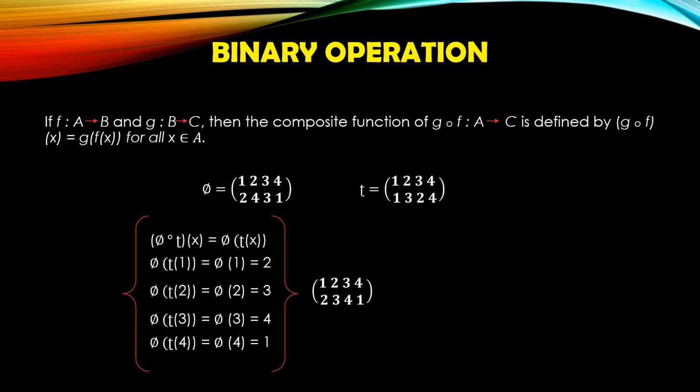Then phi composed with tau of 3 is equal to phi of 3 is equal to 4, and phi composed with tau of 4 is equal to phi of 4 is equal to 1. So the composition, using the group of permutations with the composite function, gives us the answer for phi composed with tau of x. So 1 takes to 2, 2 takes to 3, 3 takes to 4, and 4 takes to 1.